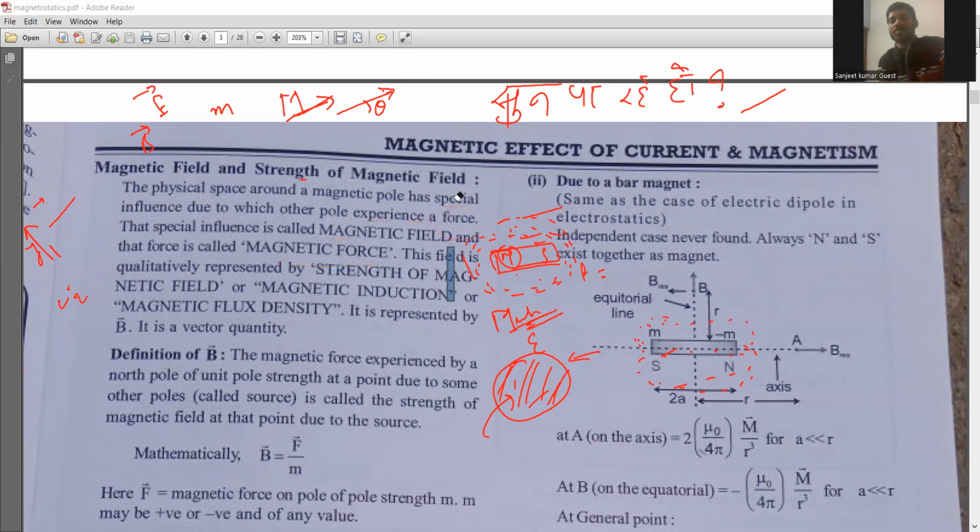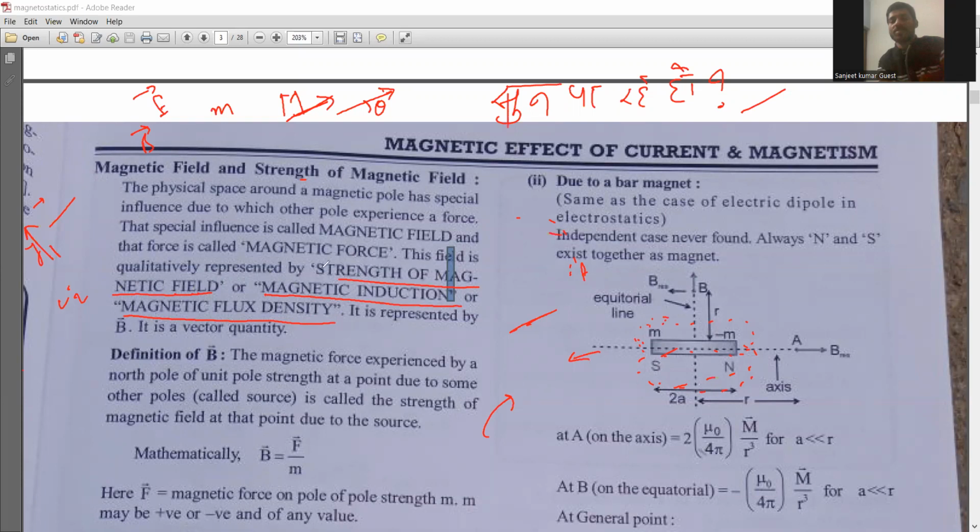So, moving next. Now we have the strength of the magnetic field, right? This field is qualitatively represented by the strength of the magnetic field, or magnetic induction, or magnetic flux density. It is very important that you understand that these different words have the same meaning, because while solving questions you will find these words used at different places with different names, but the meaning is the same.